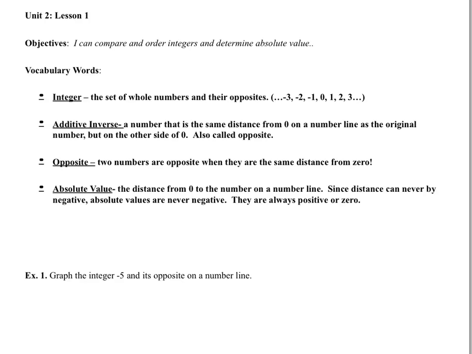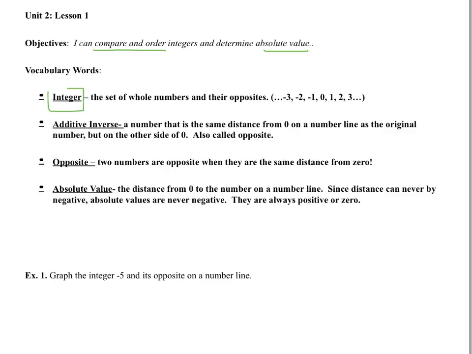Go ahead and get your notes out for Unit 2, Lesson 1, should be the front page of your notes. And today's objective is to learn how to compare and order integers and to determine the absolute value. Some of these vocabulary words may be new, so make sure that you get out a highlighter or a pen as we go through these definitions to make sure you understand some of the important information.